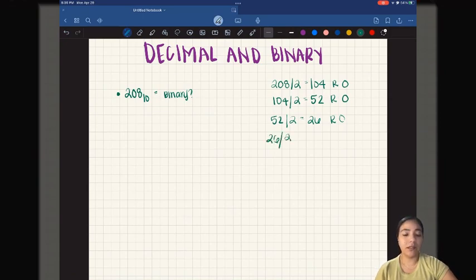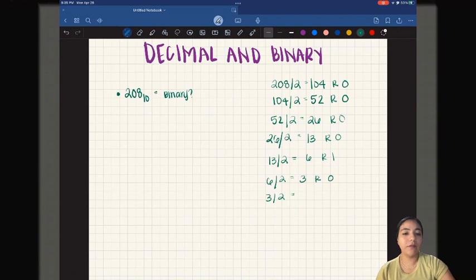So as you can see on my right hand side, I started dividing our decimal number by 2, which gives us 104, remainder 0, and we always want to write down a remainder even if it is 0, because those are going to be very important at the end to get that binary number. Then I did 104 divided by 2, giving us 52, remainder 0. 52 divided by 2, 26, remainder 0. And I went all the way down until I didn't have any more numbers.